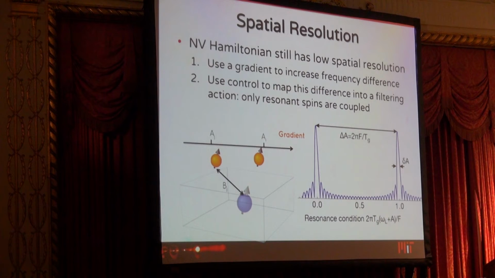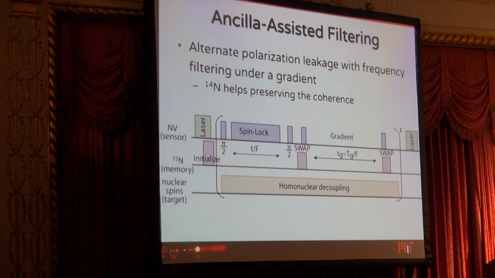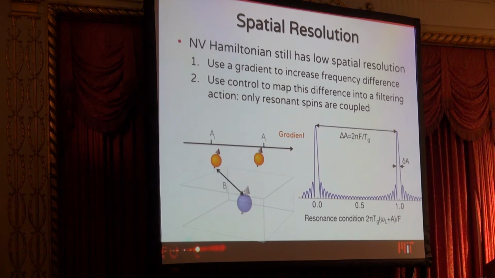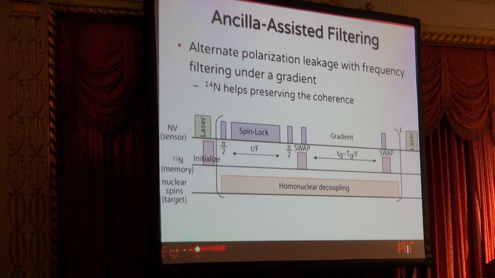So the pulse sequence looks something like this, and this becomes more and more complicated as soon as you start adding things. So we put this period of time during which we have this polarization exchange between the NV and the nuclear spin, and we alternate it with evolution under a gradient while we preserve the coherence of the NV sensor onto the ancilla of the nuclear spin associated with the NV center. And by repeating these two steps, we create this frequency filter which cancels out couplings which are not to the correct or the desired spin.